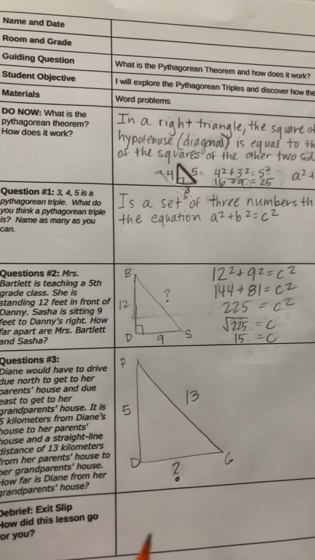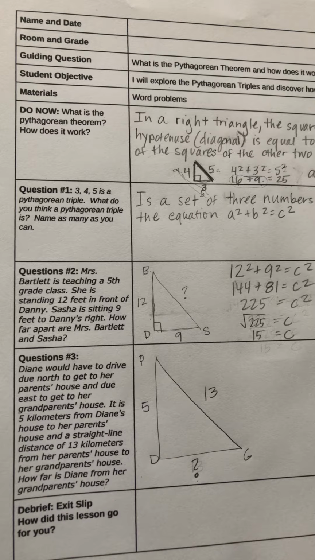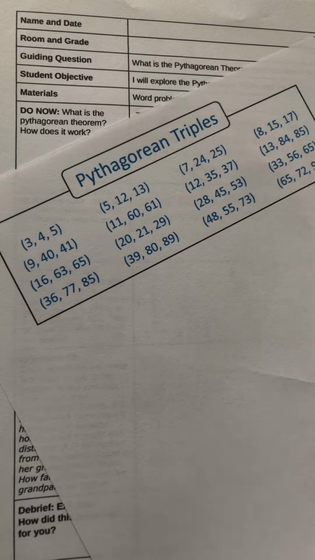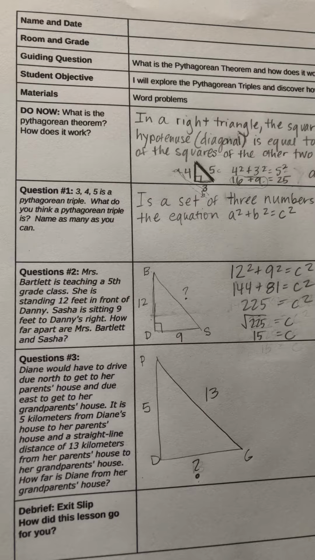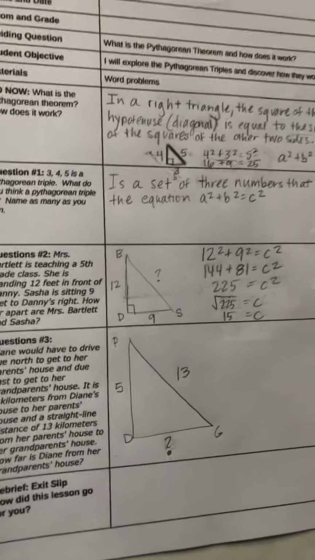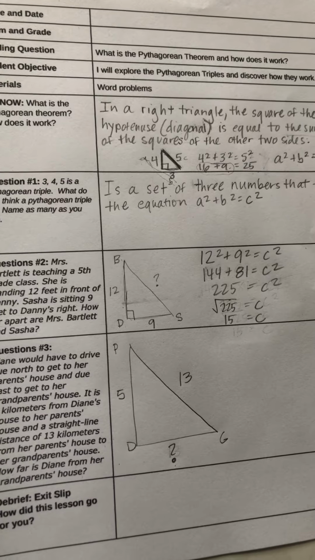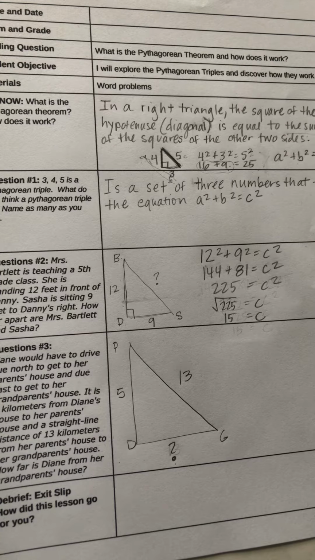So your question number 1 is, 3, 4, and 5, which we've been working with, is a Pythagorean triple. What do you think a Pythagorean triple is? And if you printed out this lesson or took a look at it, I included a list of very popular Pythagorean triples. So a Pythagorean triple is a set of 3 numbers that fit the equation perfectly. A squared plus b squared equals c squared.